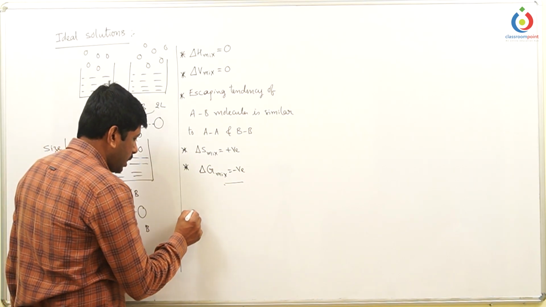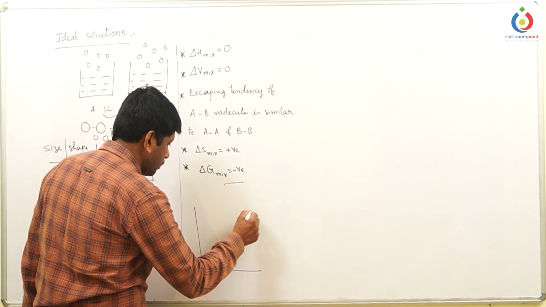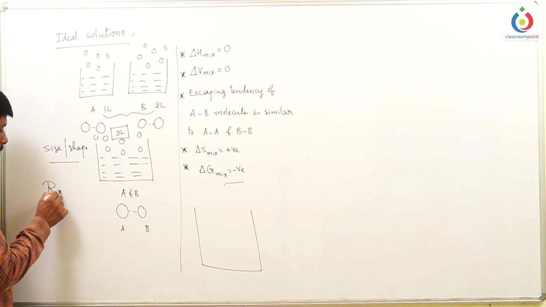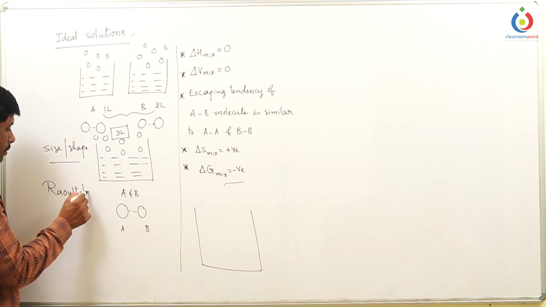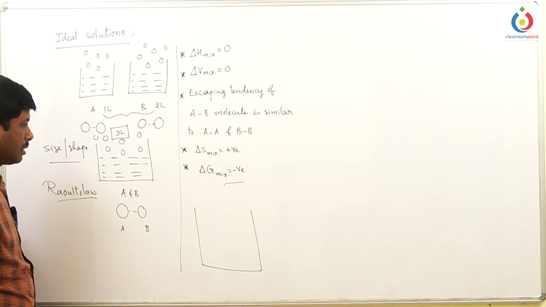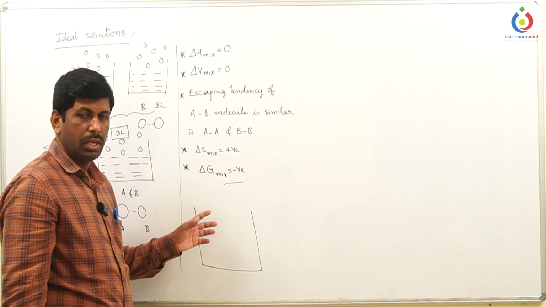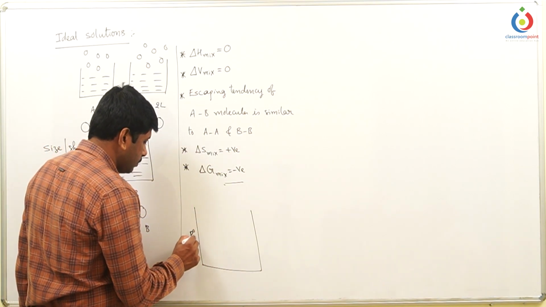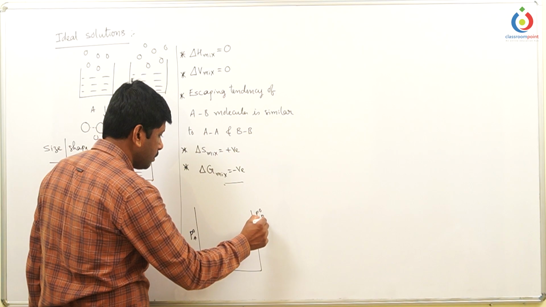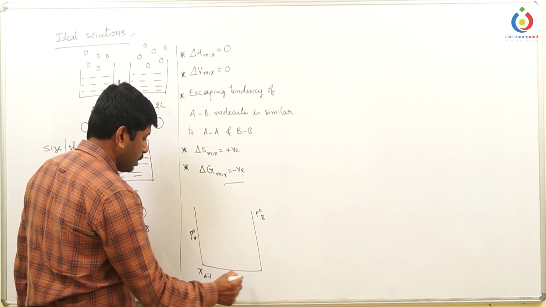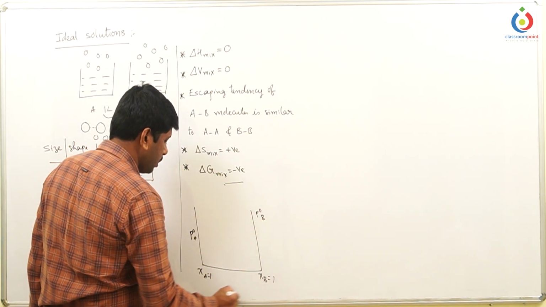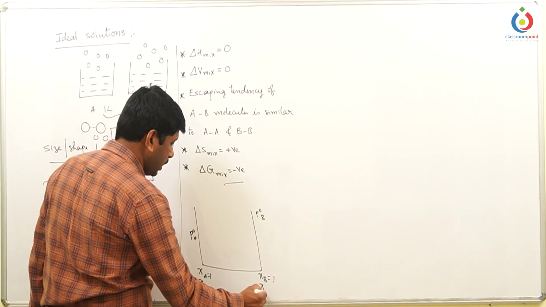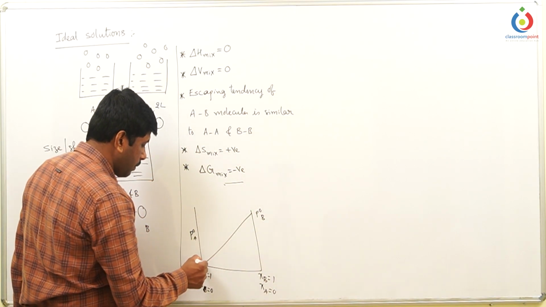The reason is it is a spontaneous process. Then what could be the graph if we see for this one? And remember that all ideal solutions follow Raoult's law. So in our previous class, we have discussed Raoult's law. In that, we have seen P naught A, P naught B, mole fraction of A equals 1, mole fraction of B equals 1, here mole fraction of A equals 0, mole fraction of B equals 0. The graph comes like this.